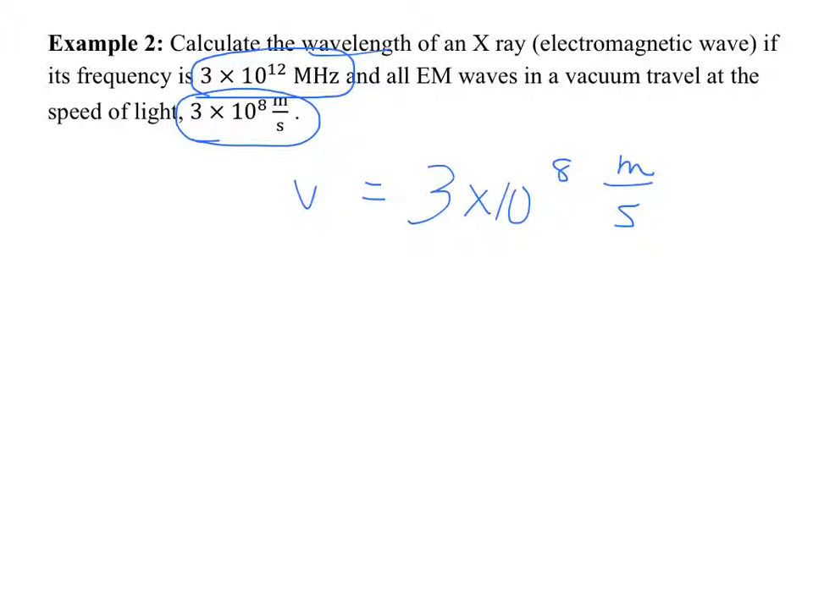Later in the year we're going to call that C. Little c is the speed of light. It's a constant. We'll call it V for now. Then what about hertz? Hertz are units of what? Frequency. So that's going to be this part. Now it's 3 times 10 to the 12 megahertz. What does mega mean? Because it's not just hertz, it's megahertz.